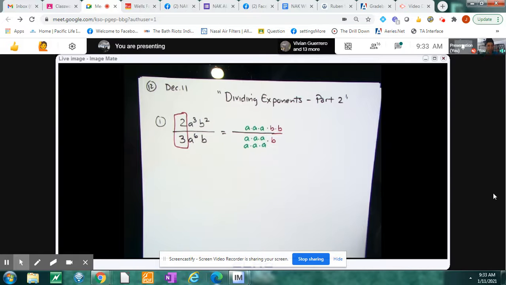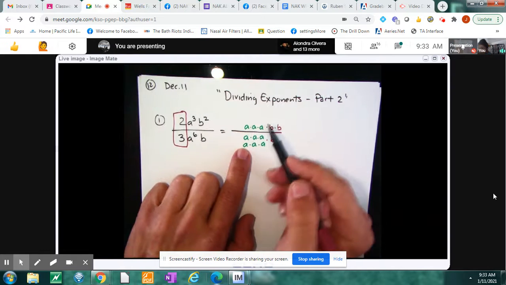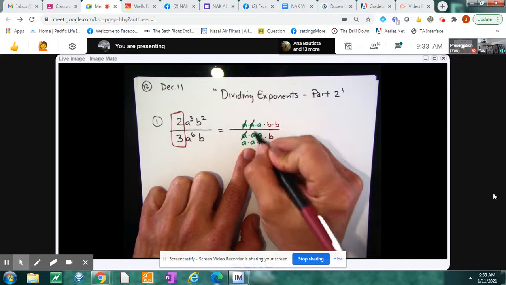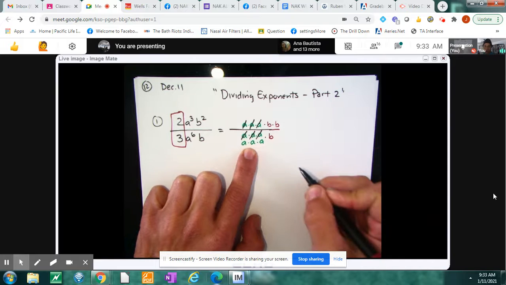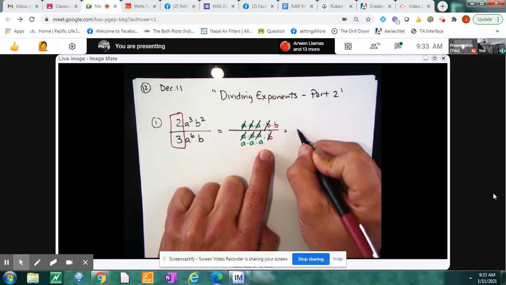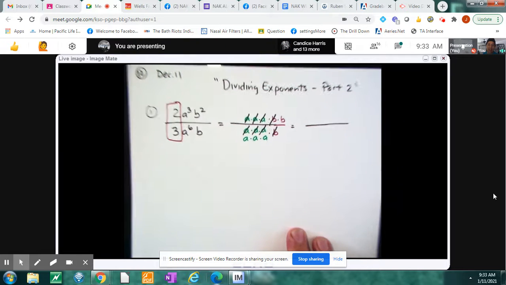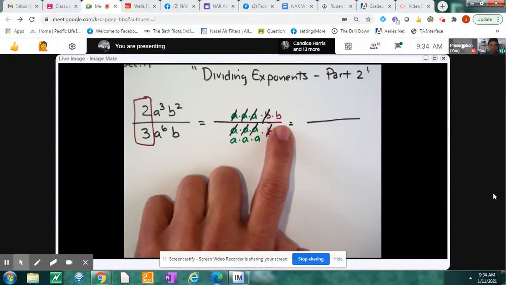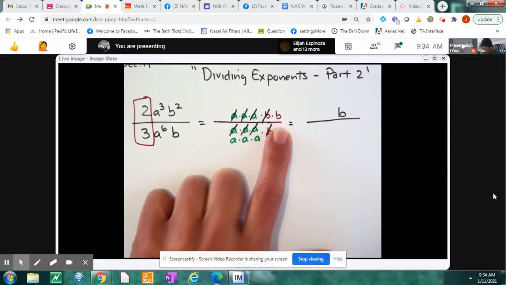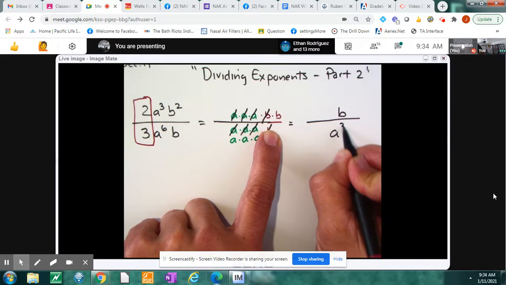So let's do the variables first. Let's just start canceling them out, making a giant one. This one with this one, this one with this one, this one with this one. There's your A's. Now the B's, this B with this B, and then you're done. What is left on top? We didn't touch the B, right? So we're just going to put a B. Leave it right there. Now, A times A on the bottom is going to be A to the third. See that?